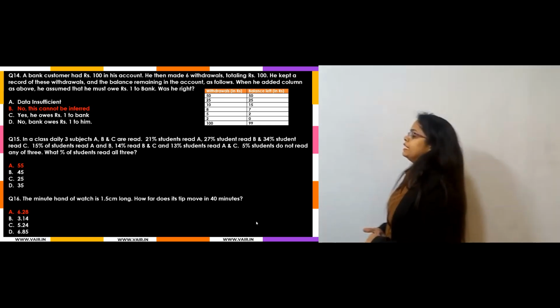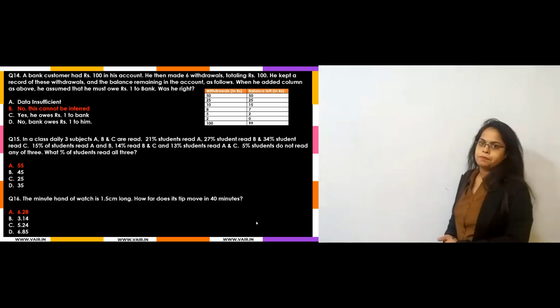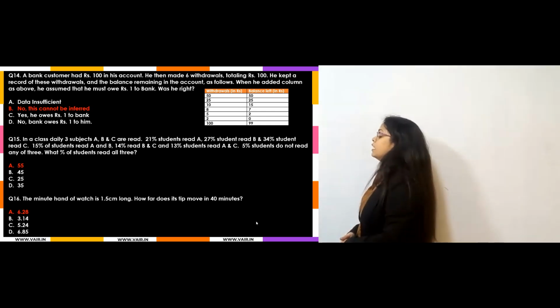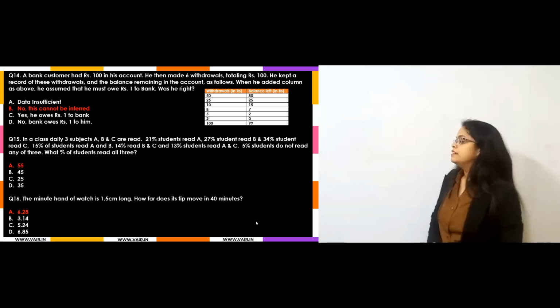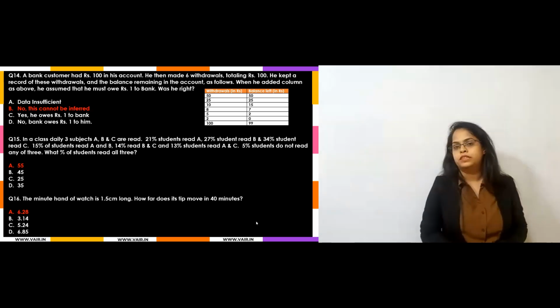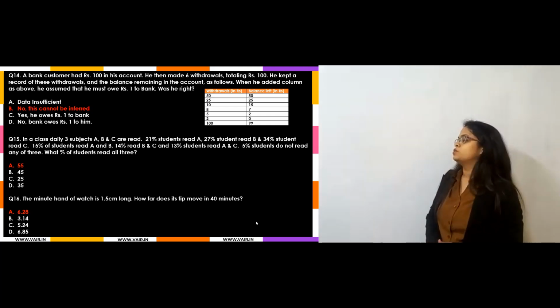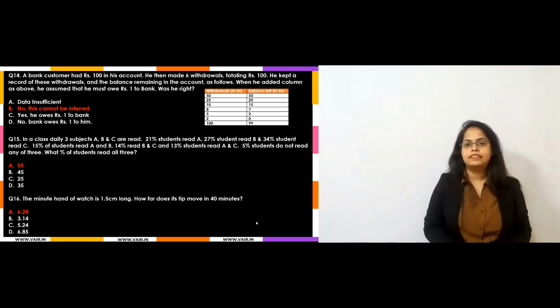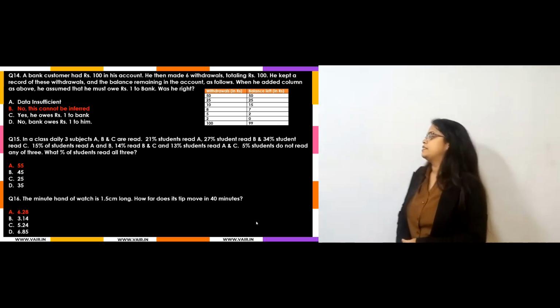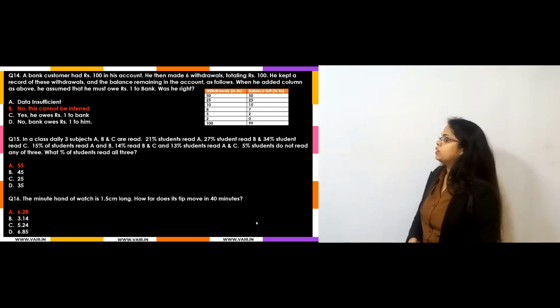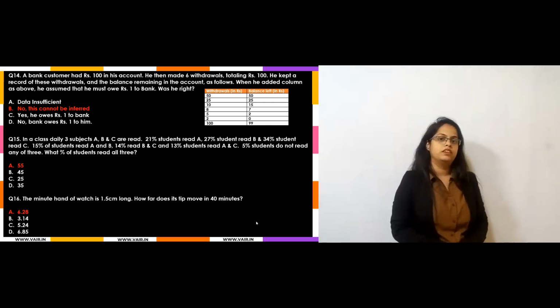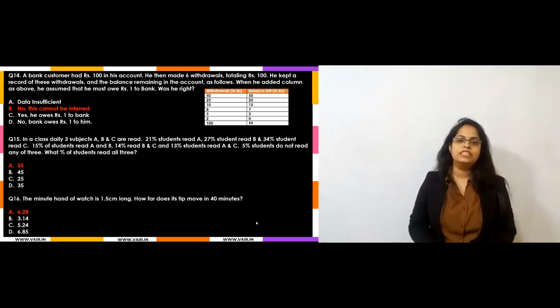Question number 15. In a class, daily 3 subjects A, B, C can be read. 21% of students read A, 27% read B, 34% of students read C, 15% read A and B, 40% read B and C, and 13% read A and C. 5% of the students do not read any of the 3.